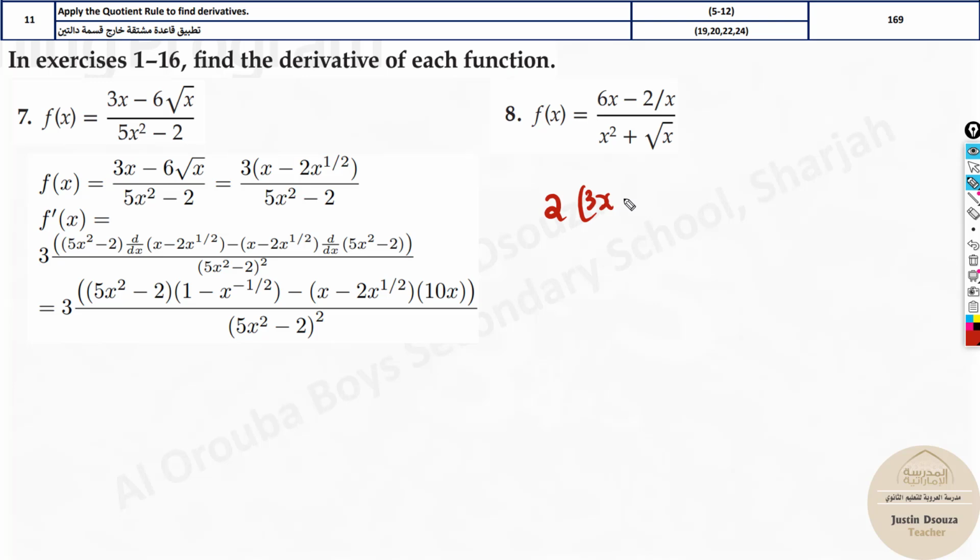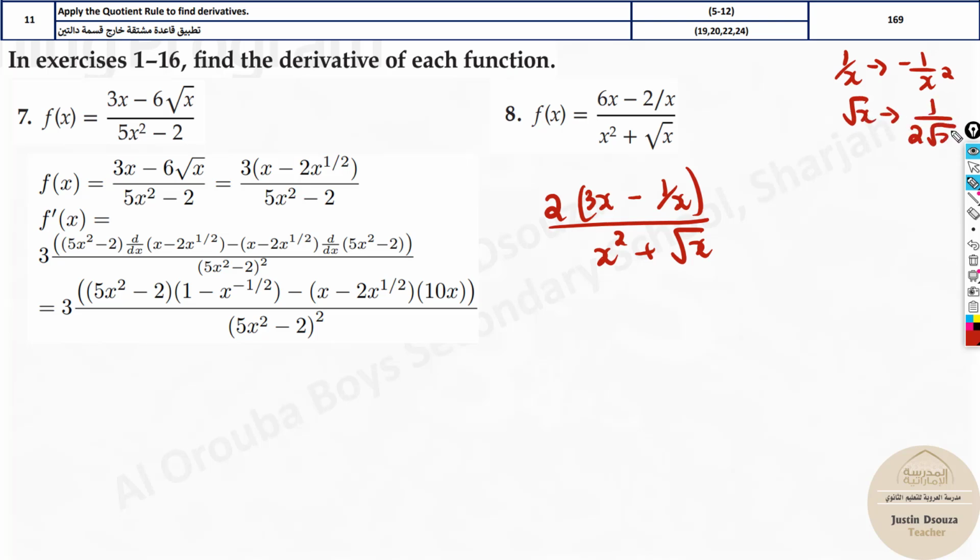It will be 3x minus 1 by x divided by x squared plus root x. Now I will write the formulas for 1 by x and root x. I'll just write it over here. 1 by x derivative is minus 1 by x squared. Root x derivative is 1 by 2 root x. Why I write this is because I'll directly use this over here when I'm solving it.